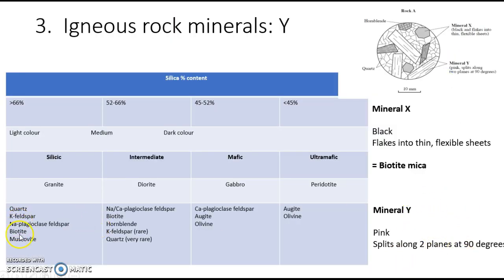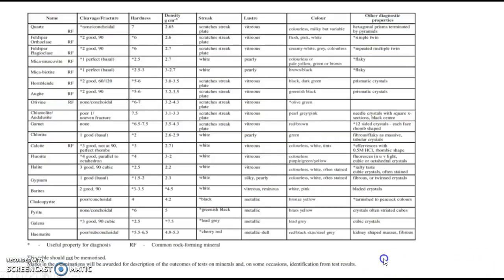So we've identified biotite, we know there's quartz, we know there's hornblende. What else could it be? So it's pink, the colour, and it splits with two planes at 90 degrees. That's a cleavage, guys. So you're going to look in the cleavage category. So cleavage, here we go. Two good at 90 degrees, two good at 90 degrees, the feldspars.